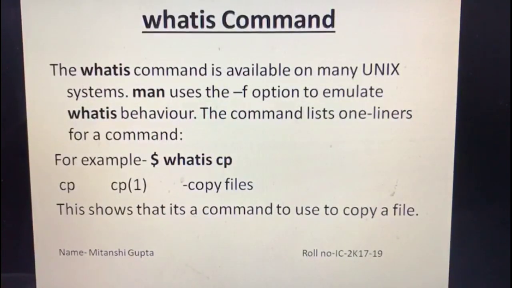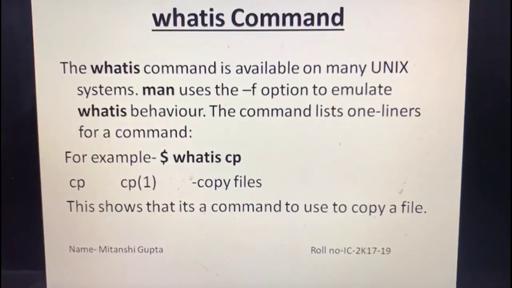Now coming to the third topic, that is the whatis command. The whatis command is available on many Unix systems. Man uses the -f option to emulate whatis behavior. The command lists one-liners for a command. As the name suggests, it shows the actual behavior of the command that you are passing with whatis itself. Here in this example, you can see that whatis is passed with cp. cp is used for copying files. So the whatis command shows that cp is used for copying a file.